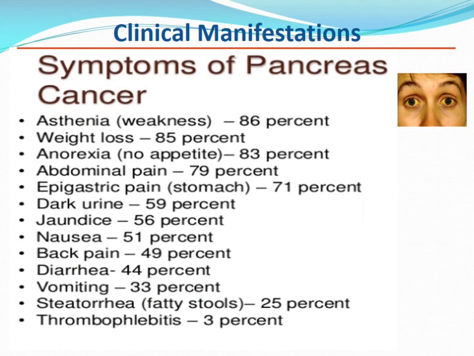The symptoms of pancreatic cancer include asthenia, weight loss, anorexia, and upper abdominal pain radiating to the back, but this will occur in advanced cases. Jaundice occurs if the tumor is in the head of the pancreas. This will lead to bile duct obstruction, and the patient will develop dark urine and a clay stool with steatorrhea. Back pain is present in advanced cases, and thrombophlebitis is rare and is present in about 3% of cases.